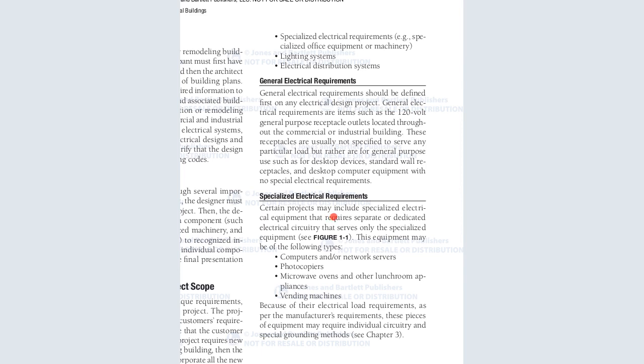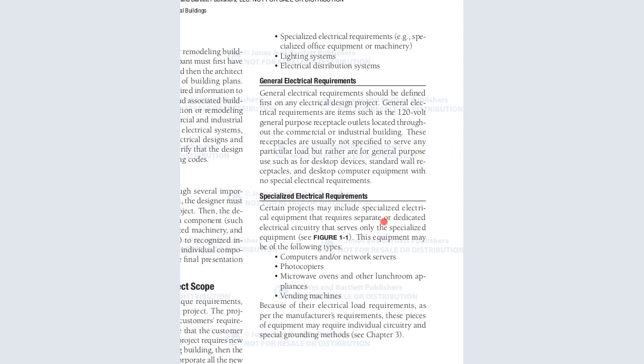These receptacles are usually not specified to serve any particular load, but rather are for general purpose. That's why they are called general purpose outlets. General purpose outlets are not specific to an individual load, but can be used everywhere. Examples are standard wall receptacles and desktop computer equipment with no special electrical requirements.